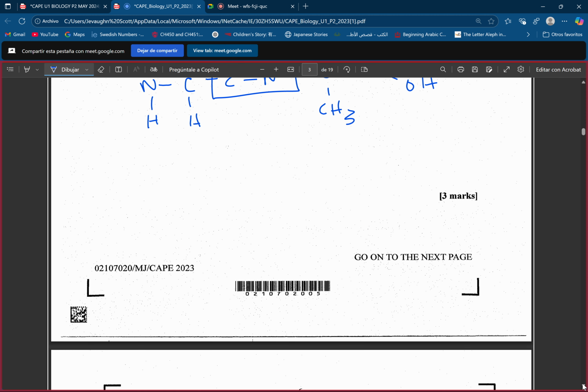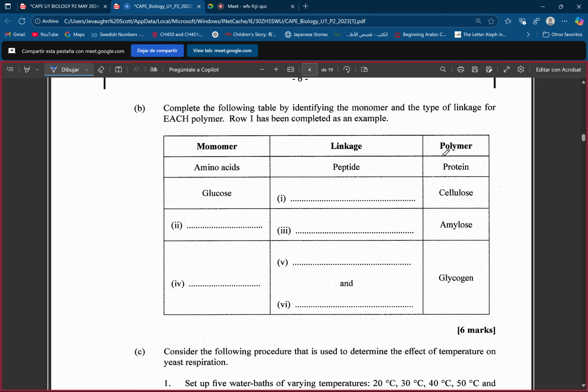Complete the following table by identifying the monomer and the type of linkage for each polymer. By the way, if you're going to chemistry unit 2, this can appear. It's possible. So it's better we just understand the content from now. Let's have a look at this. What's the response that we have here?